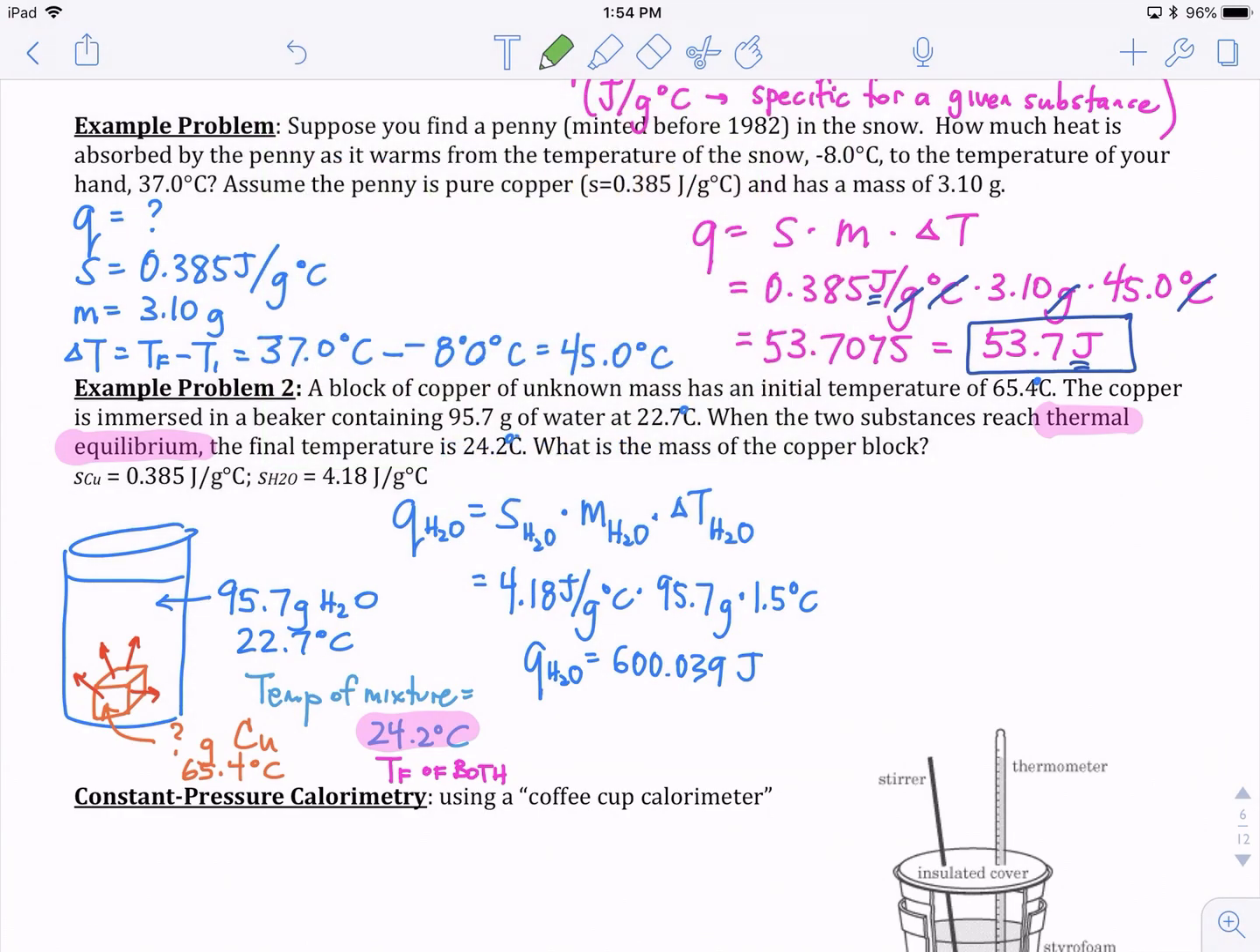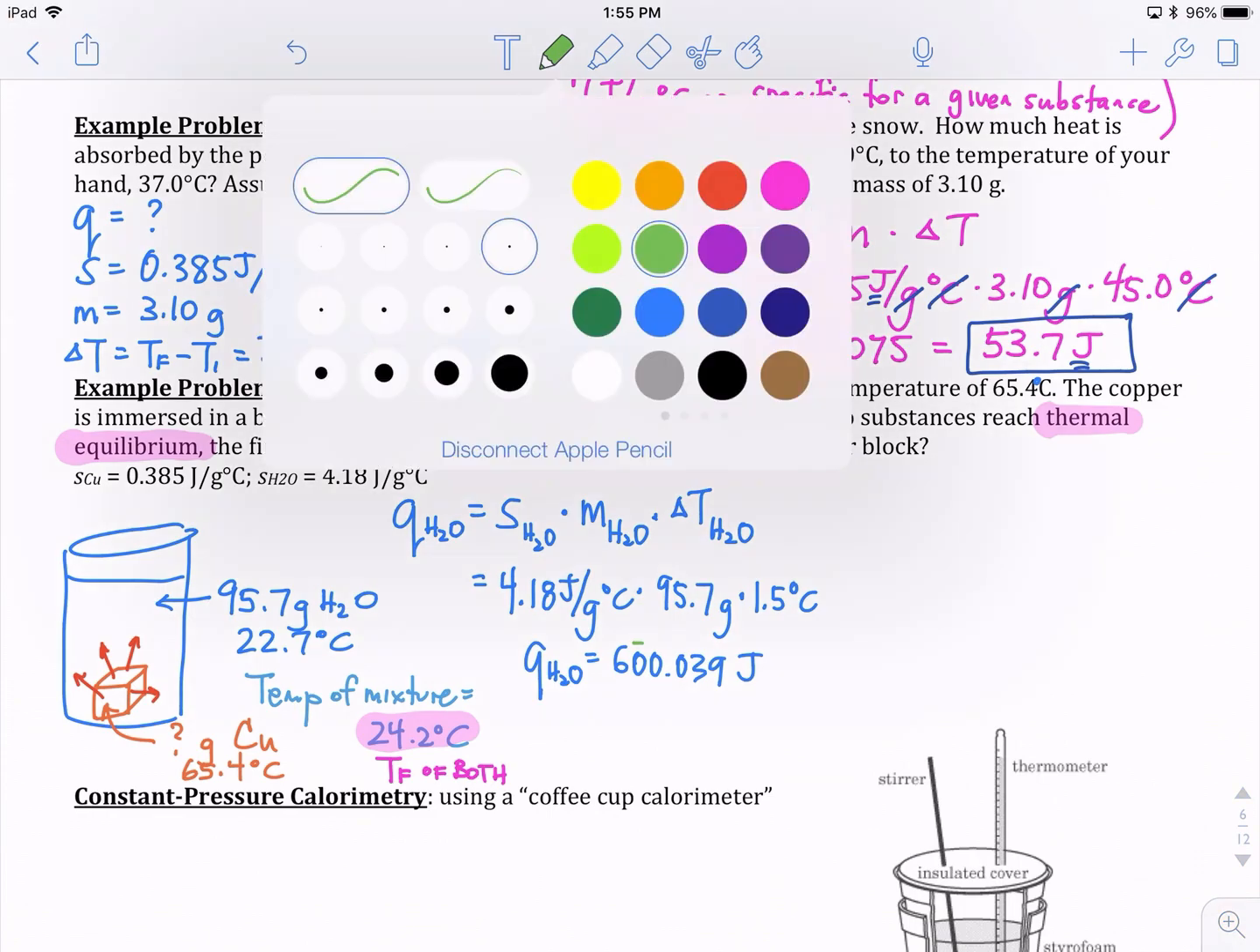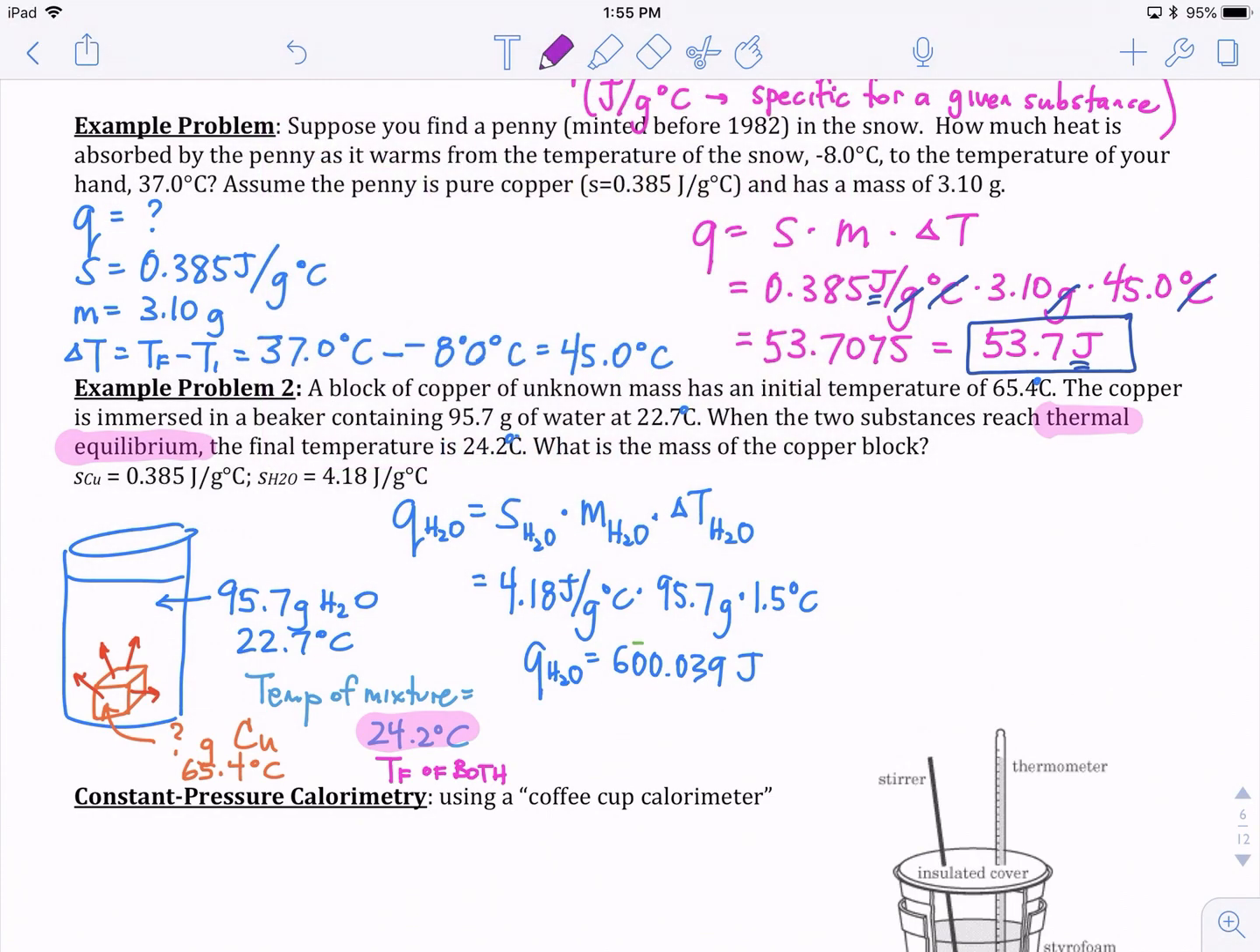Obviously, not all of those values are significant. Going back to the 1.5 degrees Celsius, I'm going to go ahead and put a line over my first zero to say this has two significant figures in it right now. And I'm going to carry that forward, but I'm going to use all my digits when I plug in my numbers. Now, if the water gained that much energy, we can also assume that the copper lost that much energy.